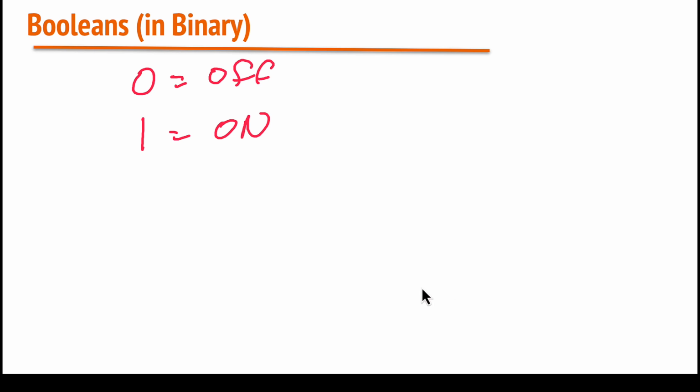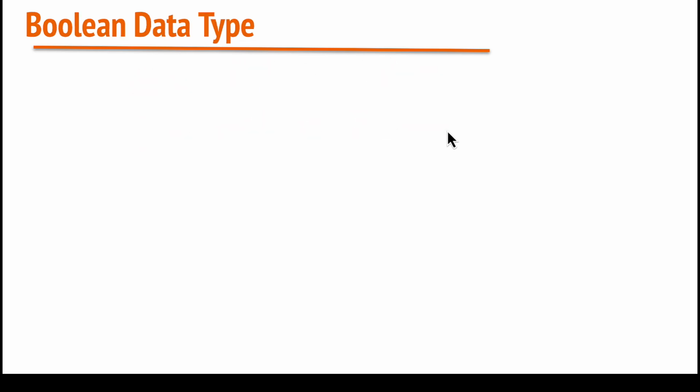For Python, a 0 value is also referred to as a false value, and a 1 is a true value. When we go through some of these sequences and some code, we're going to take a look at how things actually work here. So the Boolean data type, again, is type bool.